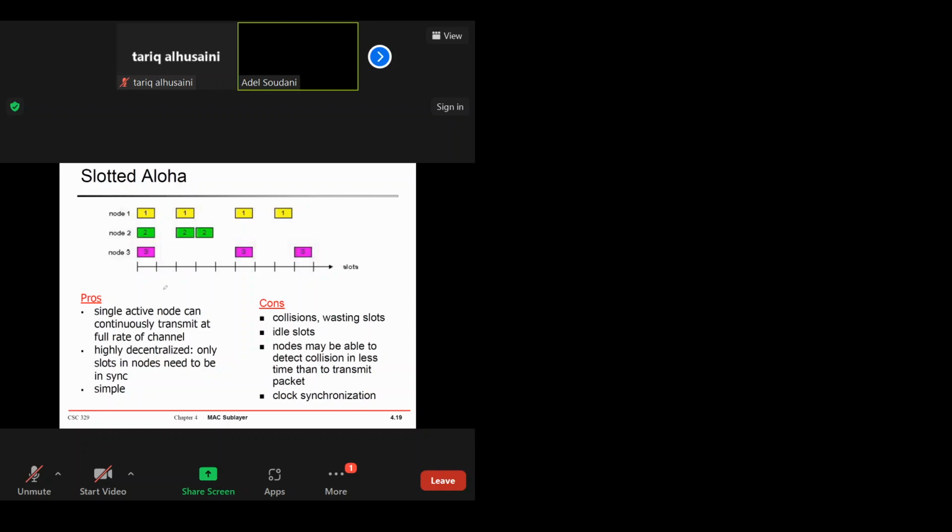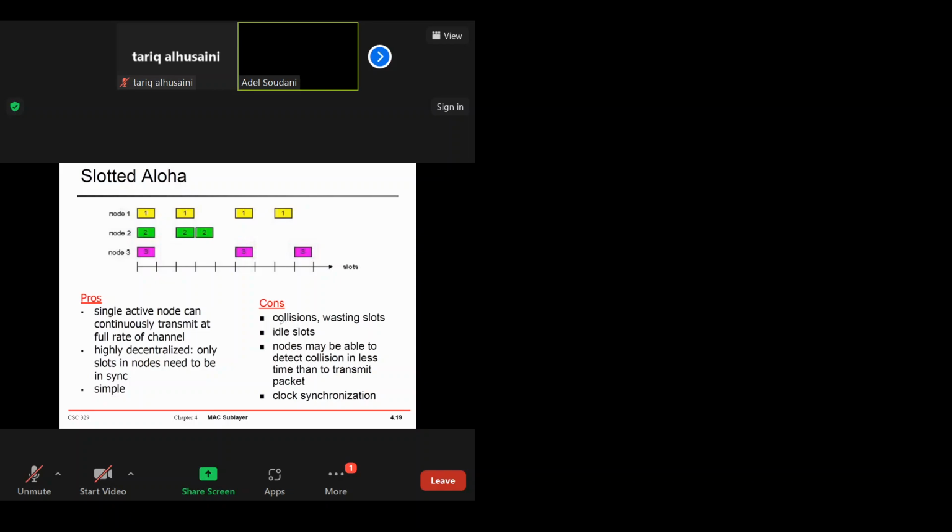So the advantage of slotted Aloha is that a single active node can continuously transmit at the full rate of the channel, which means that one machine that is active can send with the full available bandwidth. It is highly decentralized, which means that one machine is completely decorrelated from the activity of the other machines. Only slots in nodes need to be synchronized, so the intervals of time need to be the same for all the machines. Otherwise, we get a problem. And it is simple to implement.